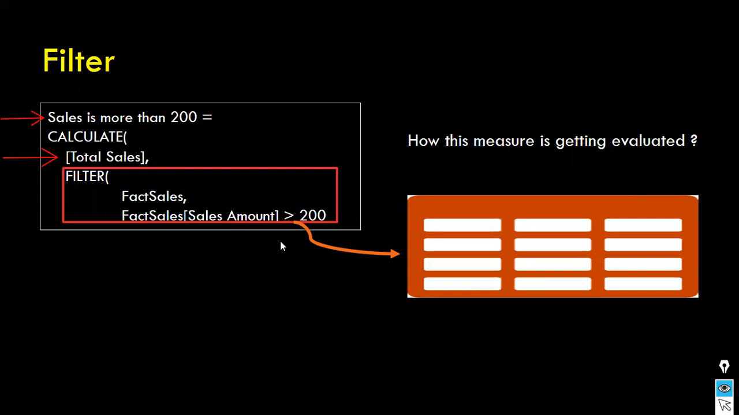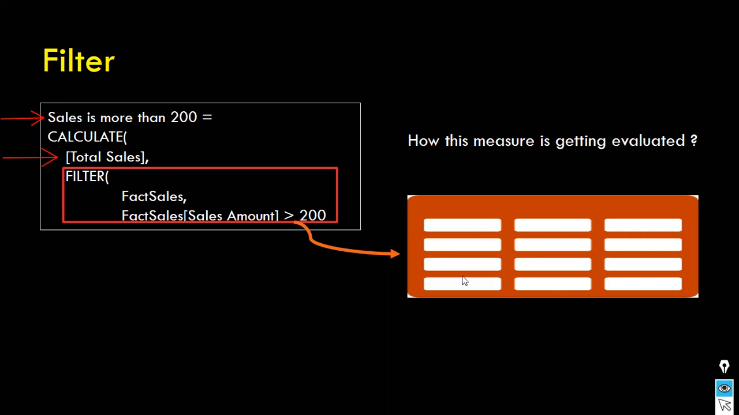See, the DAX engine behind the scenes is creating this virtual table, the virtual calculated table, and this is the filtered version of your fact sales table in the background. Once this table is created, what DAX is doing here is it evaluates the total sales measure against this filtered table.